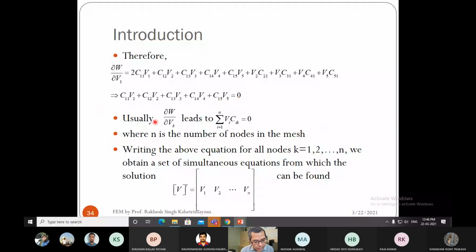When I differentiate dW with respect to bk, this leads to an equation of the form summation i going from 1 to n of bi cik is equal to 0. This is one case we have observed here. When I differentiate W with respect to b1, or with respect to bk, I will have an equation of this form here. n is the number of nodes in the matrix. So we can find out this b1, b2 up to bn from this equation.